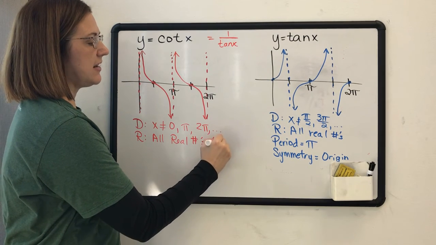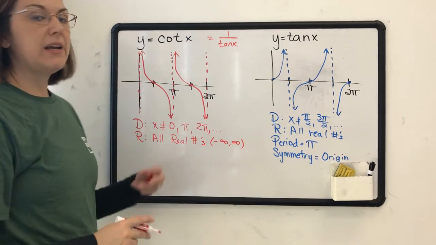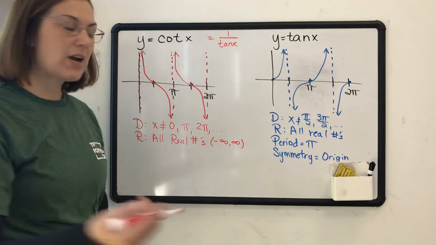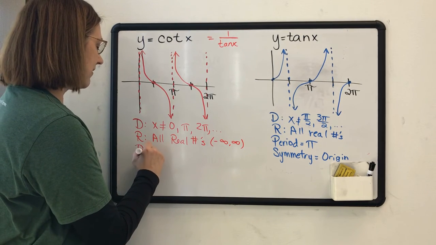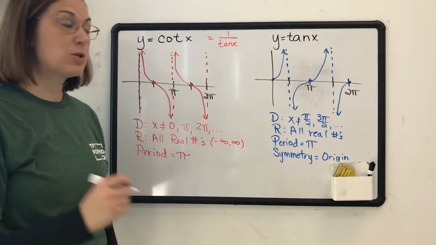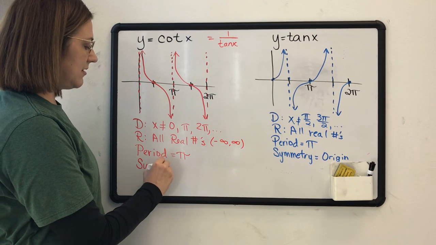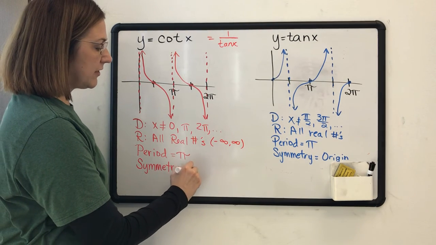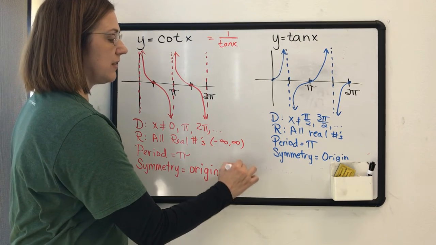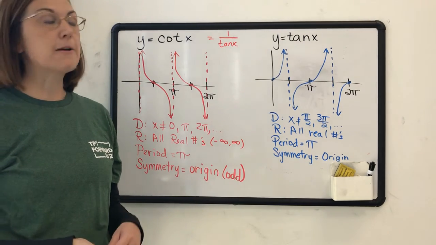Remember, if you want to write that in interval notation, it's negative infinity to positive infinity. Your period, how long before this graph repeats? That's right, it repeats every pi. And then the symmetry. This also is origin symmetry. So you see a lot of parallels between the tangent and the cotangent, but I also want you to notice the differences so that you'll be able to make the transformations with these graphs moving forward.